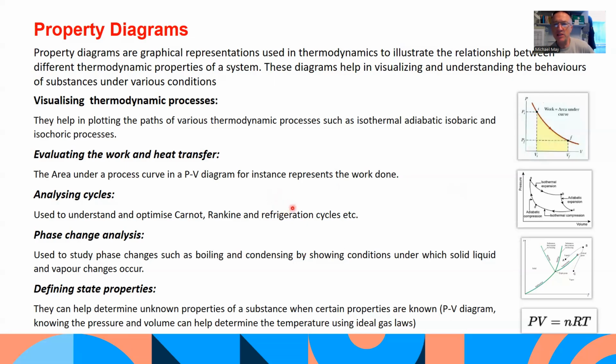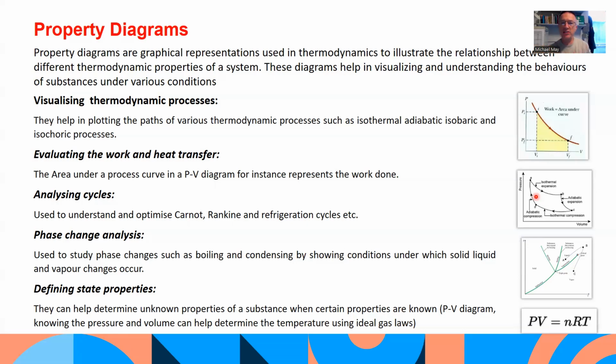It can help us analyze cycles. So a cycle is a series of processes that begin at a point and terminate at that state, bringing the system back to that original state again. And if we were to get the area under each curve in a cycle and add or subtract them accordingly, we will get this net value in the middle, which is ultimately the net amount of work that's being produced by the cycle.